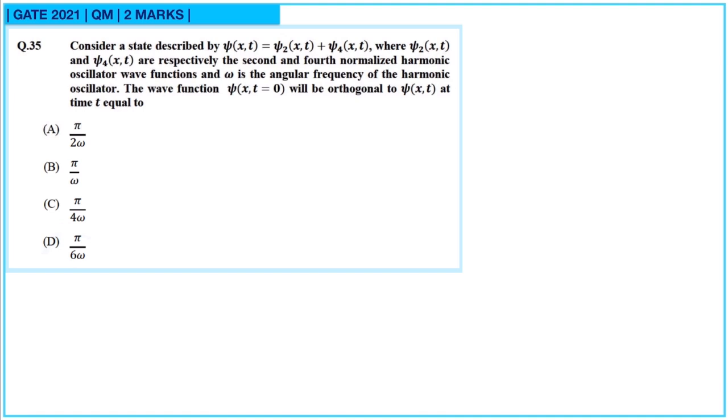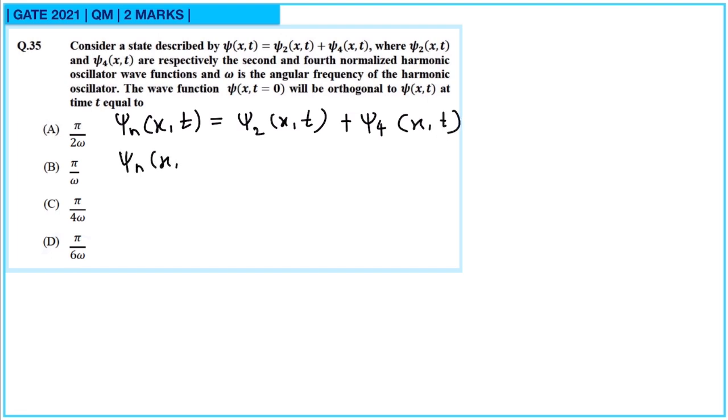Next question. Consider a state described by psi, which is equal to psi 2 plus psi 4, where psi 2 and psi 4 are respectively the second and fourth normalized harmonic oscillator wave functions, and omega is the angular frequency of the harmonic oscillator. The wave function psi of x at t equal to 0 will be orthogonal to psi of x of t at time t equal to. So here psi of x,t is equal to psi 2 of x,t plus psi 4 of x,t. But we know psi n of x,t is equal to a function which is for the space part, phi n of x, into the time part, e raised to minus i E n t by h cut.